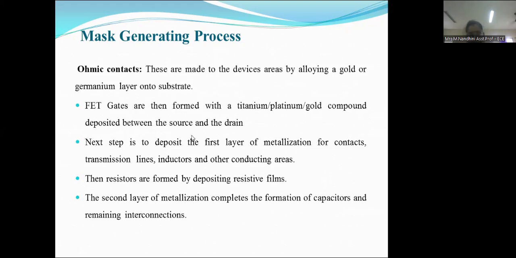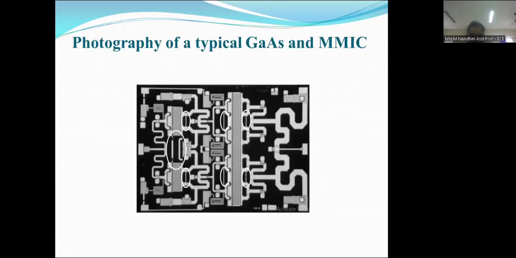Then resistors are formed by depositing resistive material. And the second layer of metallization completes the formation. The first layer is resistors and the second layer is capacitors and the remaining interconnections. This is the typical photograph of a GaAs MMIC.